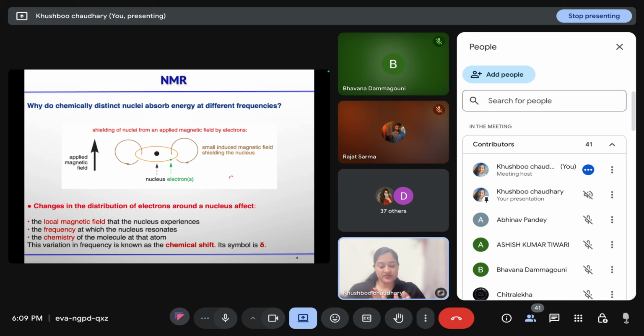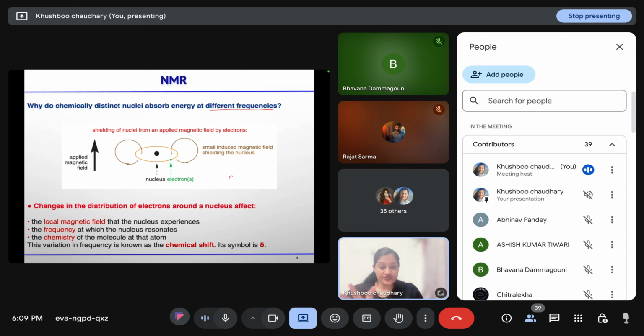Okay. So let us discuss why chemically distinct nuclei absorb at different frequencies. We discussed that every atom has electrons around it, and when these electrons revolve around the nucleus, they create their own induced magnetic field that will oppose the applied magnetic field in which we are putting that nucleus. So the actual magnetic field felt by that nucleus is different, and that depends on the environment of the atom. That's why different nuclei absorb at different frequencies.